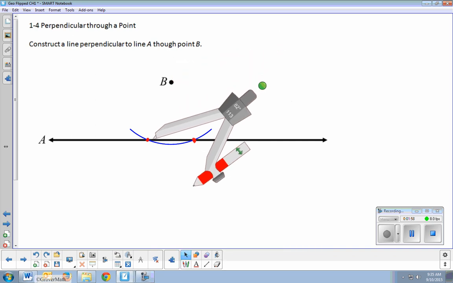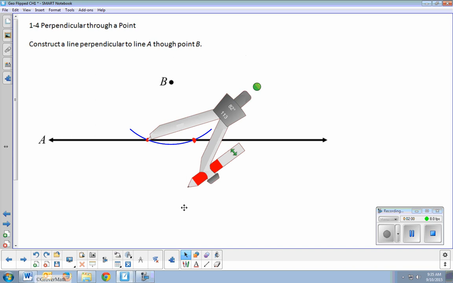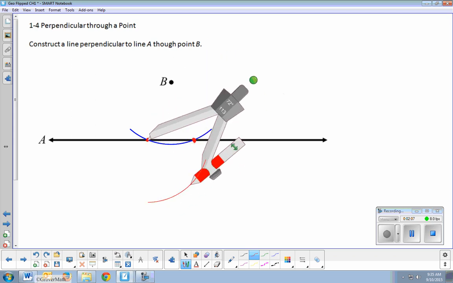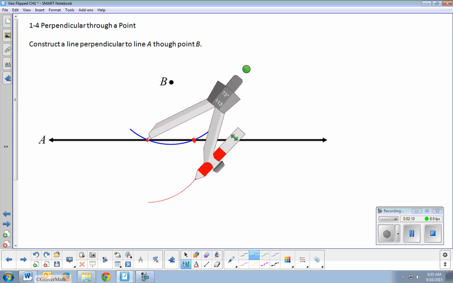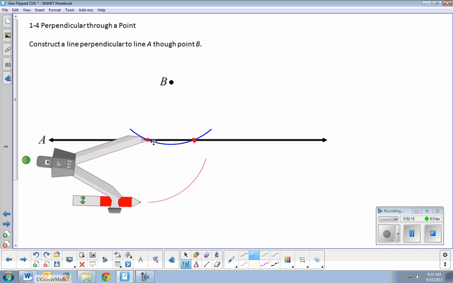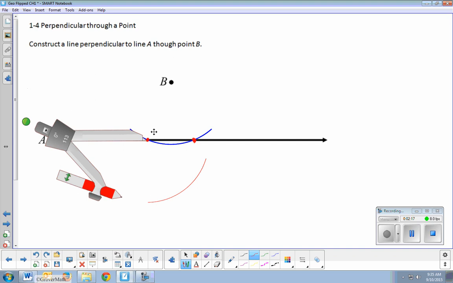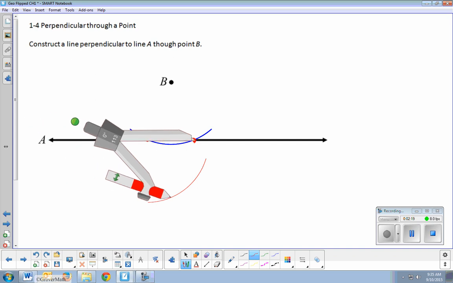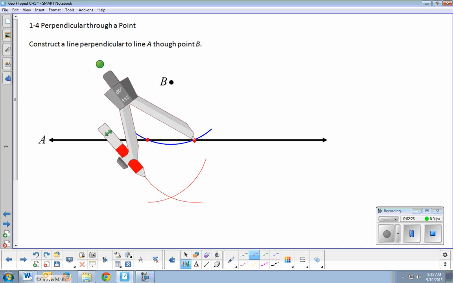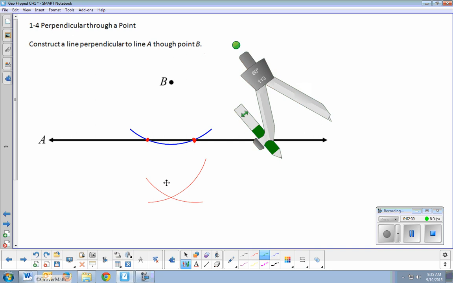Then move your compass to those points, the pivot to those points, and I'll keep it red. Draw an arc there, drawing about a quarter of an arc. You'll see how much arc you need to draw once you get the full picture. And then I go to my other point and do the same thing. Draw an arc, and like usual, I am concerned where the arcs cross. That is my other point.